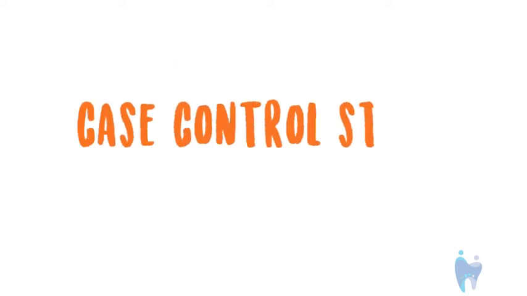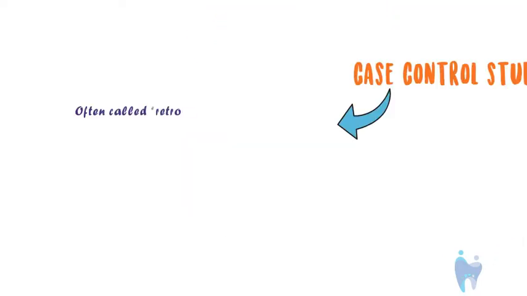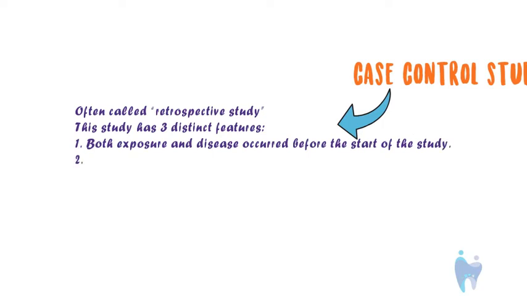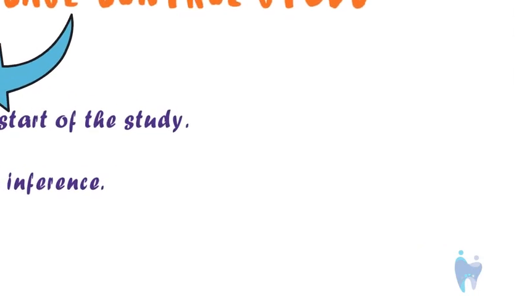Case control study, often called retrospective study, has three distinct features. 1. Both exposure and disease occurred before the start of the study. 2. The study proceeds from effect to cause. 3. It uses a control group to support or refute an inference.